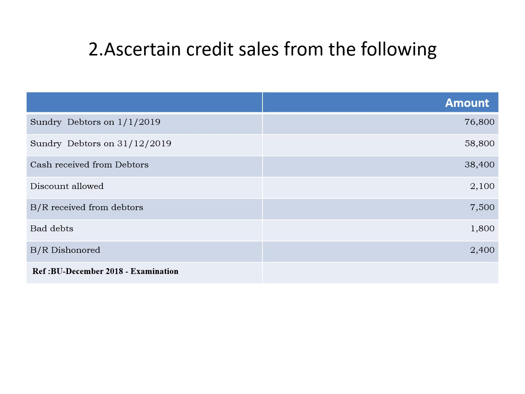Then cash received from debtors is given as 38,400. Discount allowed 2,100. BR received from debtors 7,500. Bad debts 1,800. BR dishonored 2,400. So with these items we have to calculate the sales.